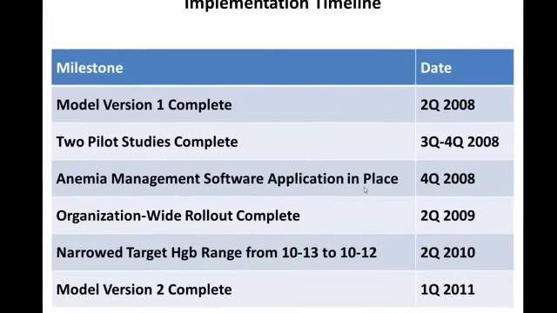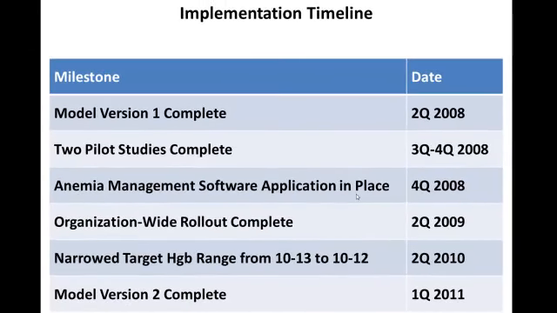Timeline-wise, before the second quarter of 2008 we noticed oscillations that we knew we could do something about, so we developed the model and did some pilot studies in the third and fourth quarter. And then we had a software application in place and completed a rollout by the second quarter of 2009.